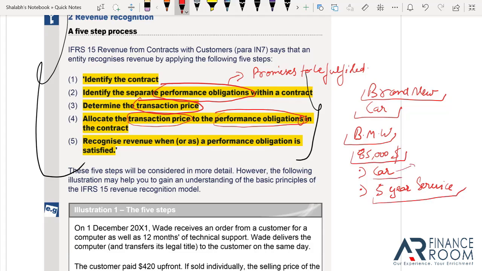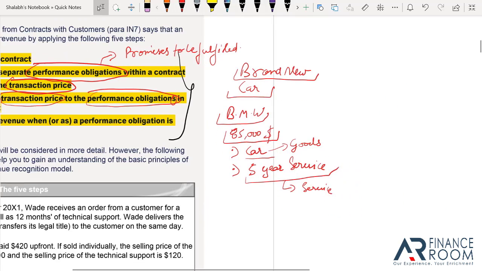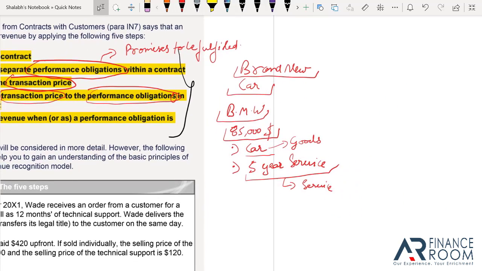Now, what is a car here? It's a good. What is a 5-year service? It's a service, of course. Now, aren't these two things separate promises? Aren't these two things separate performance obligations?